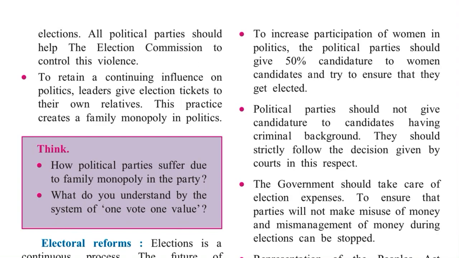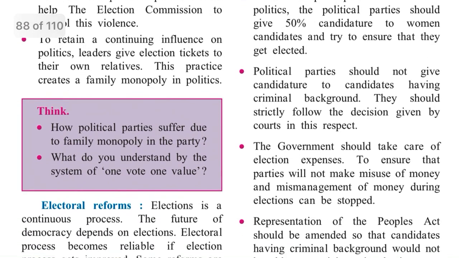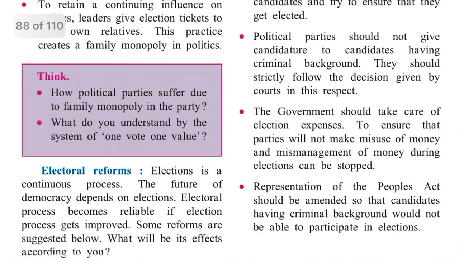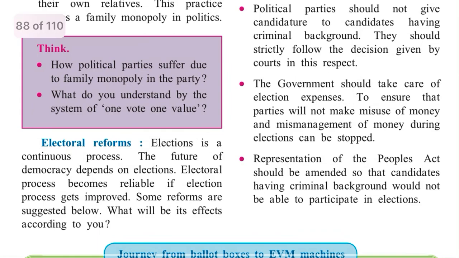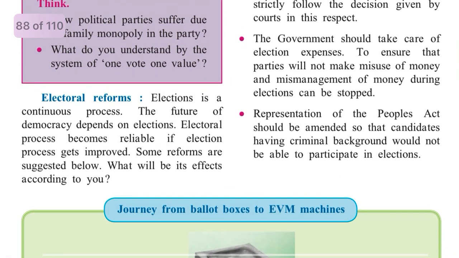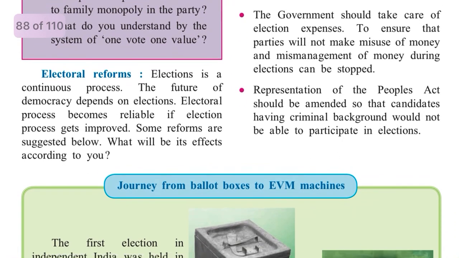Alright. Moving on. Political parties should not give candidature to candidates having criminal backgrounds. We discussed that. So, another thing is using of money. Right? Government should take care of election expenses so that people will not spend a lot of money. If I have a lot of money, I can arrange big rallies, I can bring in star campaigners, they can come and they can help me win the elections. But if I'm a poor candidate, nobody is going to stand by my side.